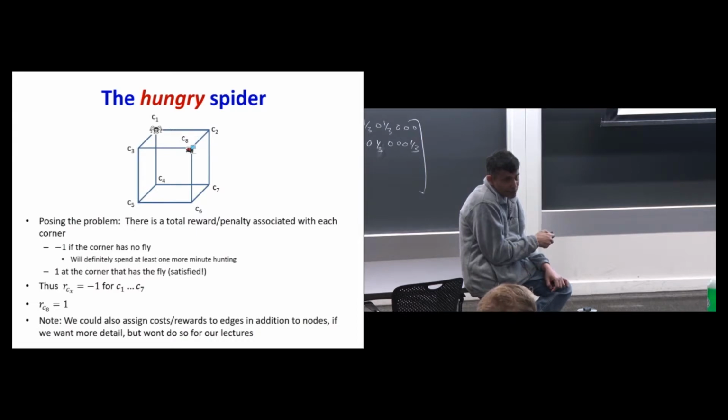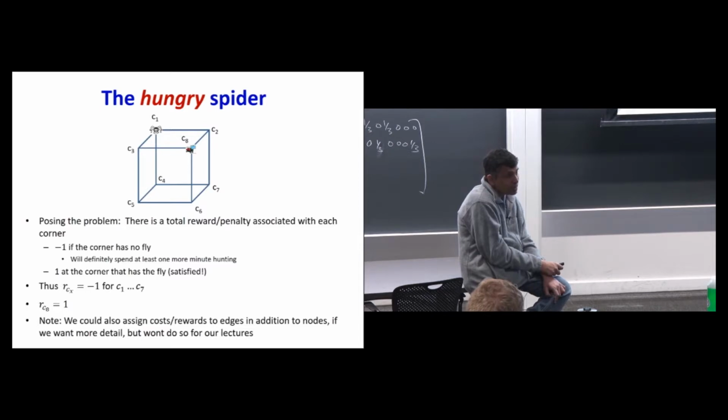So there's a total reward penalty associated with each corner: -1 if the corner has no fly, and 1 if the corner has the fly. So the reward is -1 for C1 through C7 and 1 for C8, exactly as we defined it. Now, we could also assign different costs to different edges, but let's keep it simple. But then, what is the value of each corner now?